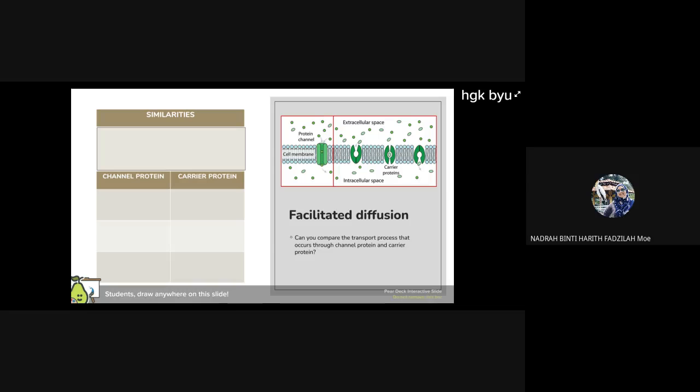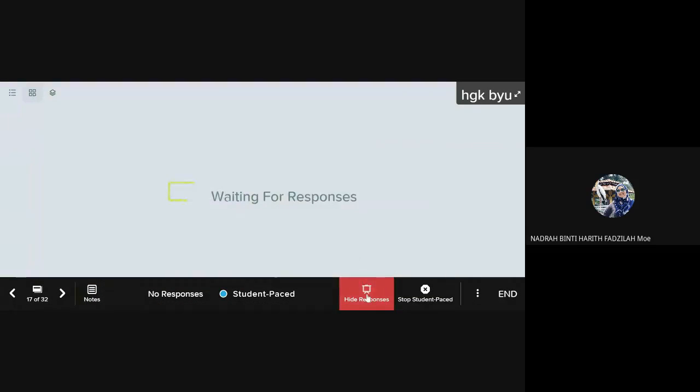Tadi tu kan, sekejap ya. Tadi tu ada seorang student yang tengah update slide 16. So you can go back to slide 16 if you want untuk update kamu punya slide. Tak ada masalah. Siapa yang dah update slide 16, please go to slide 17 yang seperti saya pamerkan in Google Meet right now.